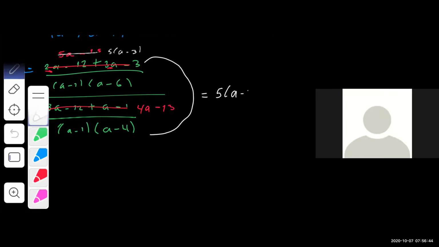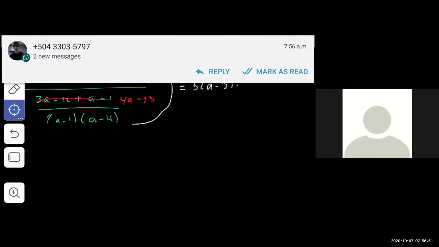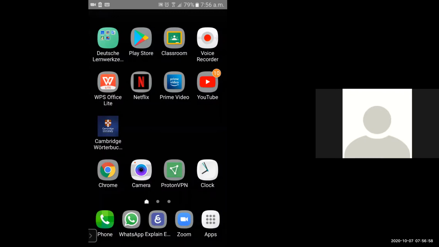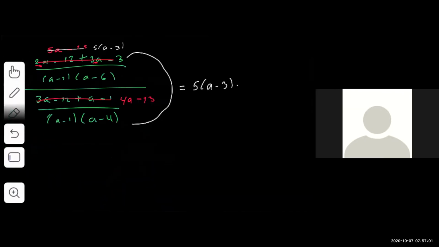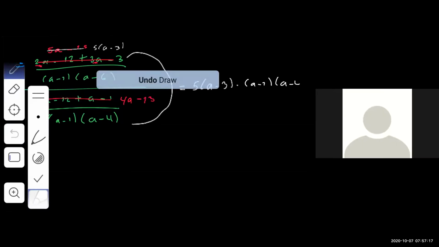5a minus 3, multiplying what, guys? 4a minus 13. Oh my gosh, a minus 1, and I opened the text. Sorry, guys. I don't know what I did. Let's continue. The first one, this one, multiplying the last one: a minus 1 and a minus 4. This is a 4, guys. I'm a little bit clumsy today, guys. I don't know what's going on.